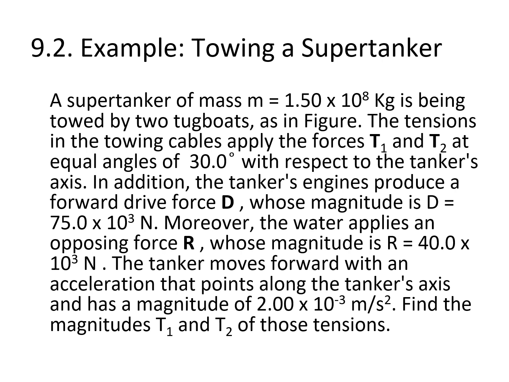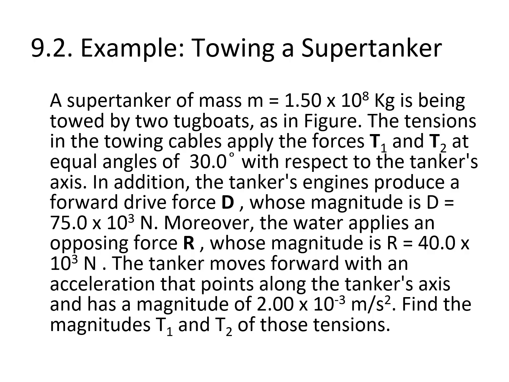The water applies an opposing force, which is denoted R, and the magnitude of this resistance force is 40 times 10 to the power 3 newtons. The tanker moves forward with an acceleration of 2 times 10 to the power negative 3 meters per second squared. The acceleration points along the tanker's axis, which we call the x-axis. Our goal is to find the magnitude of the two towing tensions, T1 and T2.